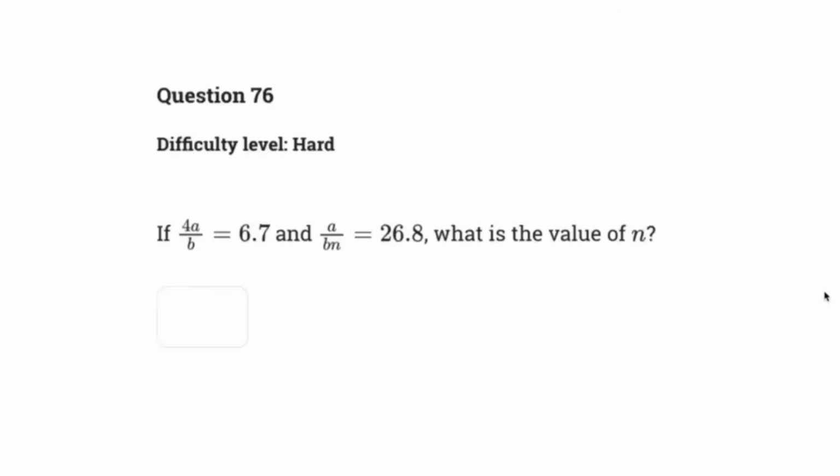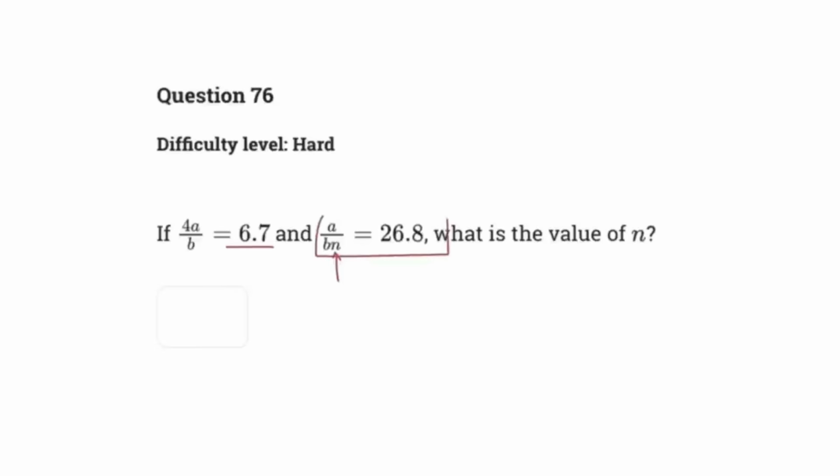All right, so this problem says if 4a over b equals 6.7 and a over bn equals 26.8, what is the value of n? So to help us find the value of n, it'd be very helpful for us to scale up everything, right? Because we already know what 4a over b is, that's equivalent to 6.7, so we can use that to help us compare the values to ultimately find n.